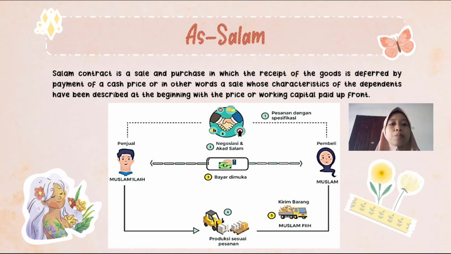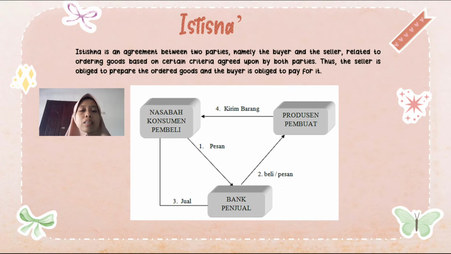The buyer explains specifically what relates to the goods he wants. After the agreement, the goods are made, and at the appointed time to be complete, the product is sent to the buyer. Furthermore, regarding the istisna.